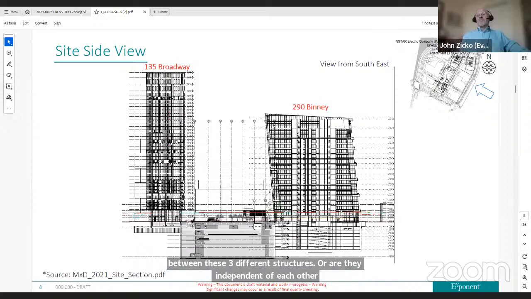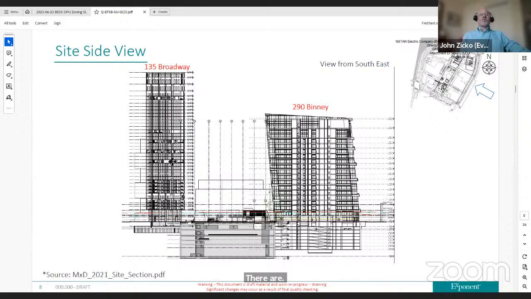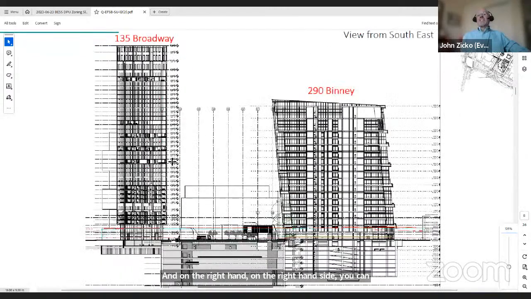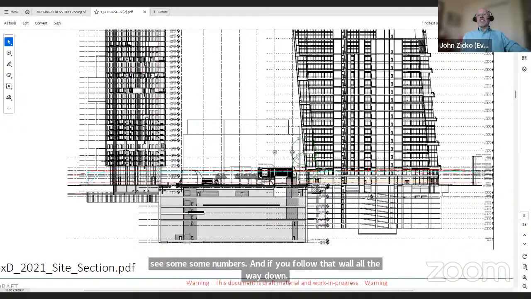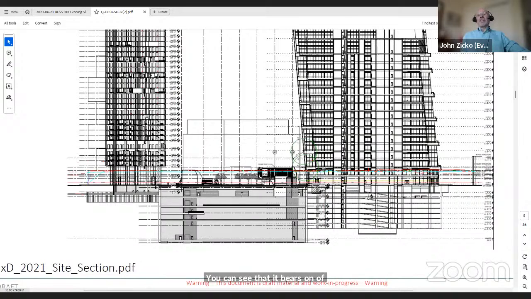There are some structural connections, if you will. So I'm looking at the building that says 135 Broadway, and on the right hand side, you can see some numbers. And if you follow that wall all the way down, you can see that it bears on, I'll call it, the left hand wall of the substation vault.